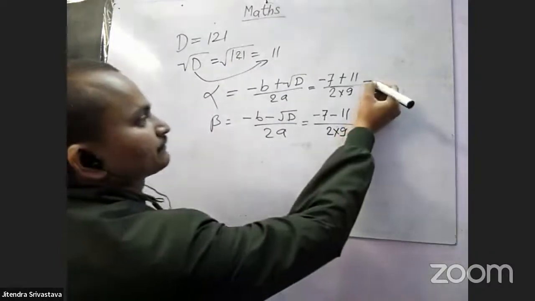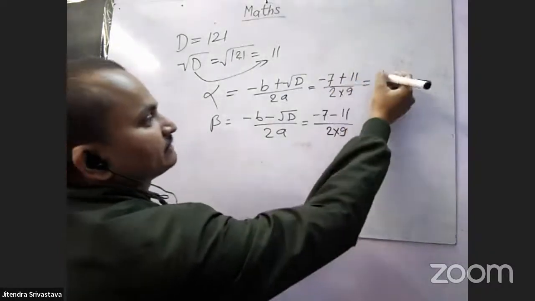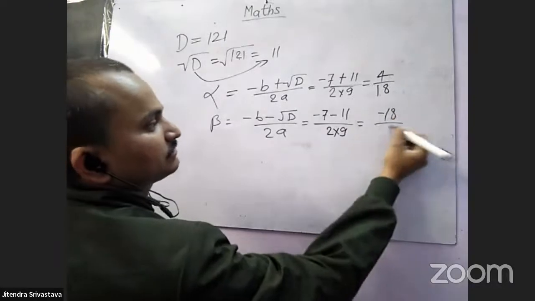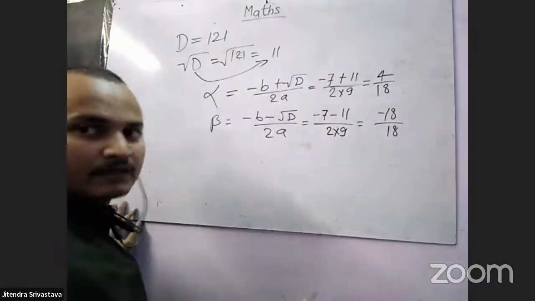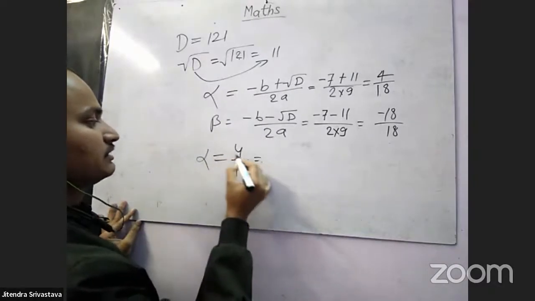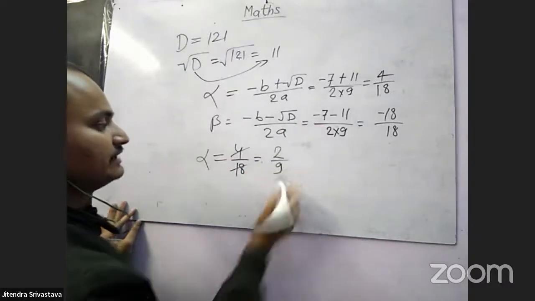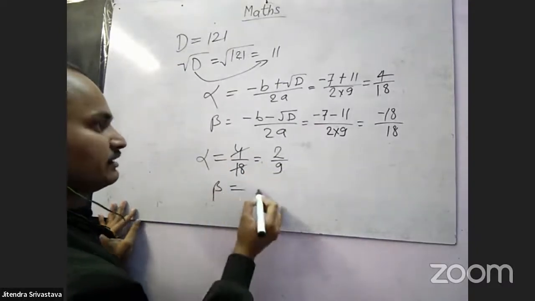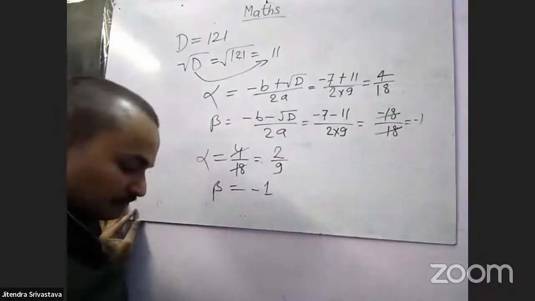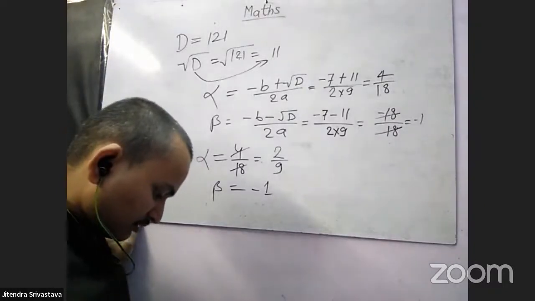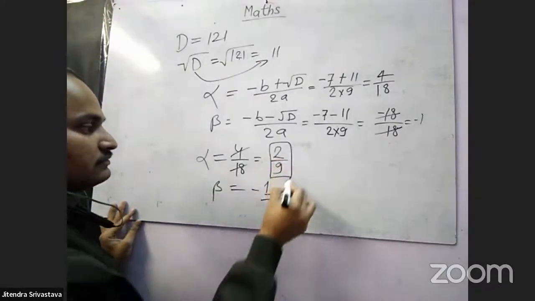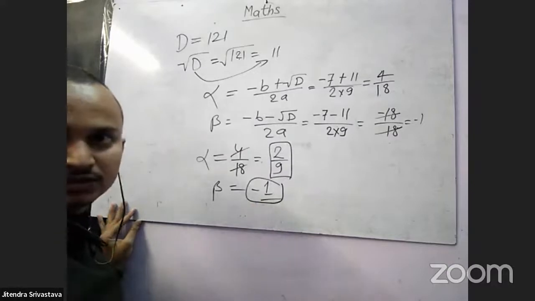So what we are getting here: 11 minus 7 is 4 upon 18, and here it will be minus 18 upon 18. So the value of alpha will be 4 upon 18, which you can reduce to 2 upon 9. And the value of beta will be minus 1, dividing this, we get minus 1. So the required roots will be 2 upon 9 and minus 1. These are the roots.